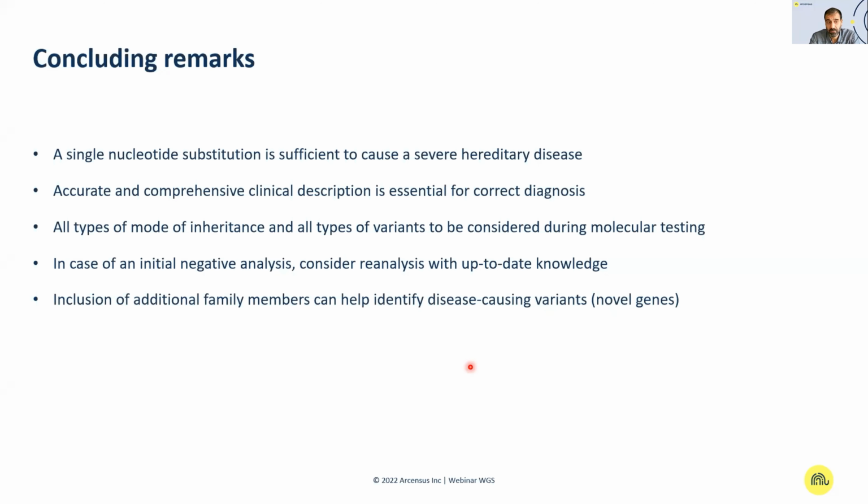And finally, I would like to add that the inclusion of additional family members is also very critical to identify disease-causing variants, especially when you are dealing with a gene that hasn't yet been described to associate with syndromes or symptoms at the current stage based on the available literature. And the more individuals you have in a single analysis, the better it is to identify those novel genes. And with this, I would like to thank you for your attention, and I would be happy to take questions.